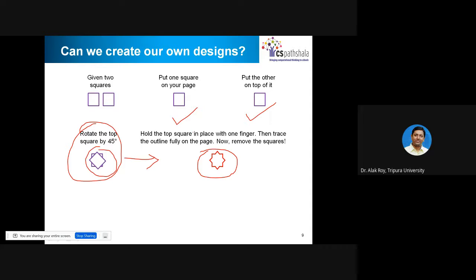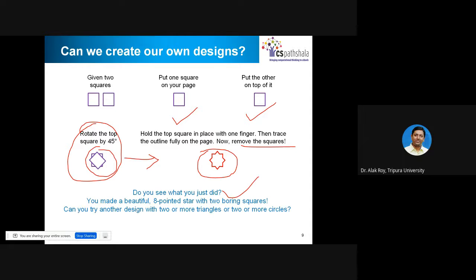So hold the top square in place with one finger, then trace the outline fully on the page. Now remove the squares. Okay. So they get a nice design. So do you see what you just did? You made a beautiful 8-pointed star with two boring squares. So tell them questions like, can you try another design with two or more triangles or with two circles? Okay.